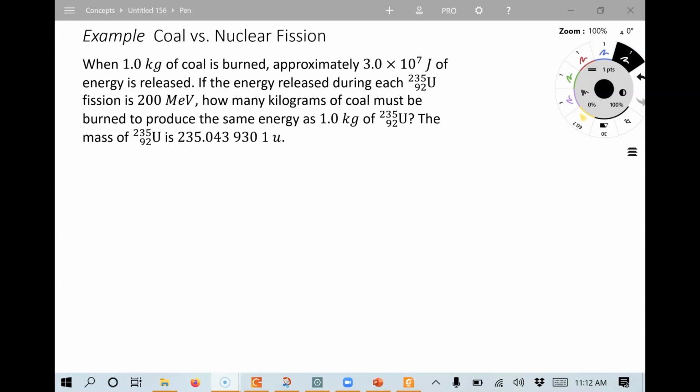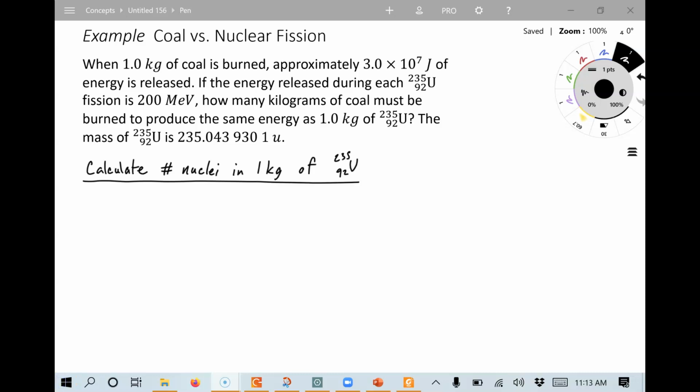For uranium, a single fission of a uranium-235 nucleus produces about 200 mega electron volts on average. The question is, how many kilograms of coal must be burned to produce the same energy as 1 kilogram of uranium-235? So first of all, since we know the energy per individual uranium-235 nucleus, we need to figure out how many nuclei there are in 1 kilogram of uranium-235. So we're going to try to answer this question.